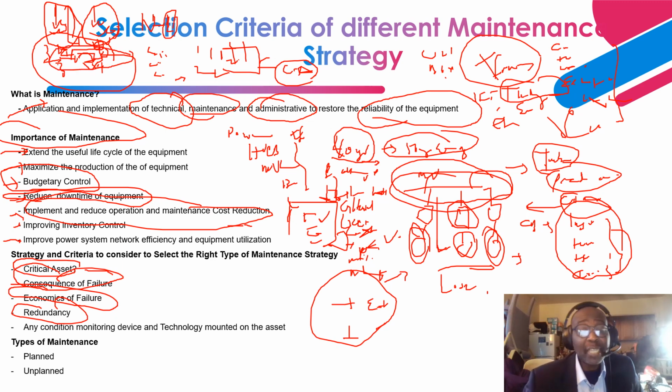And sometimes you have to take a look at summer peak loads, right? Okay, so these are some of the criteria that you consider in terms of redundancy, and be able to select the right maintenance strategy.